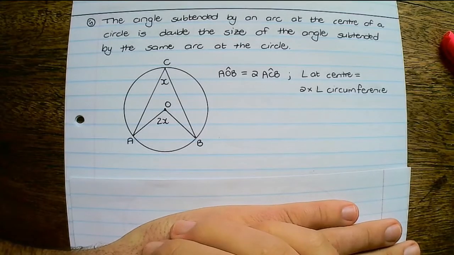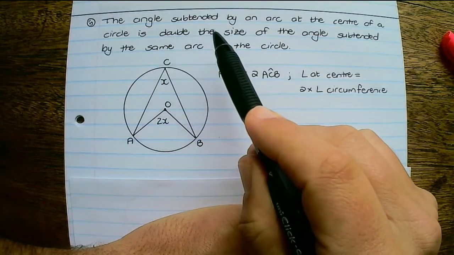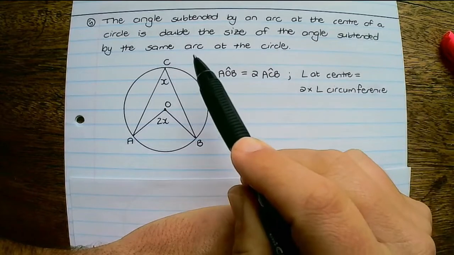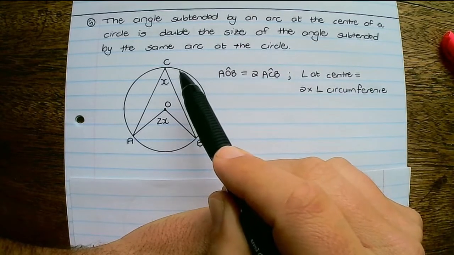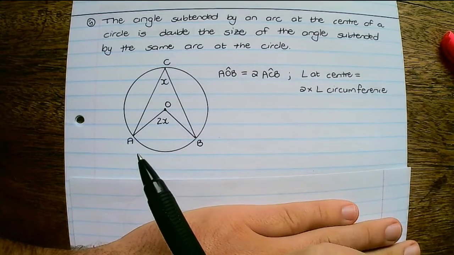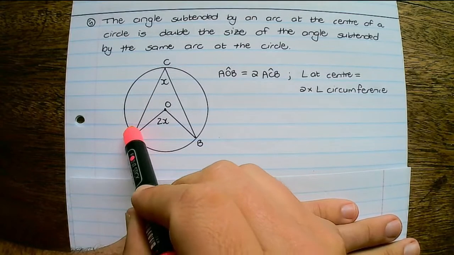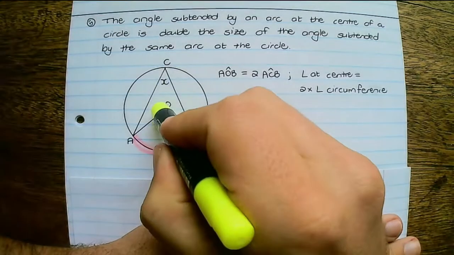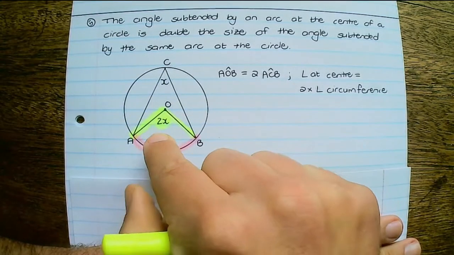Okay, next up in our summary of circle geometry, we have the angle subtended by an arc at the center of a circle is double the size of the angle subtended by the same arc at the circumference. What that means is we have an arc, AC. And if I draw 2 radii in, there's an angle formed at the center of the circle.